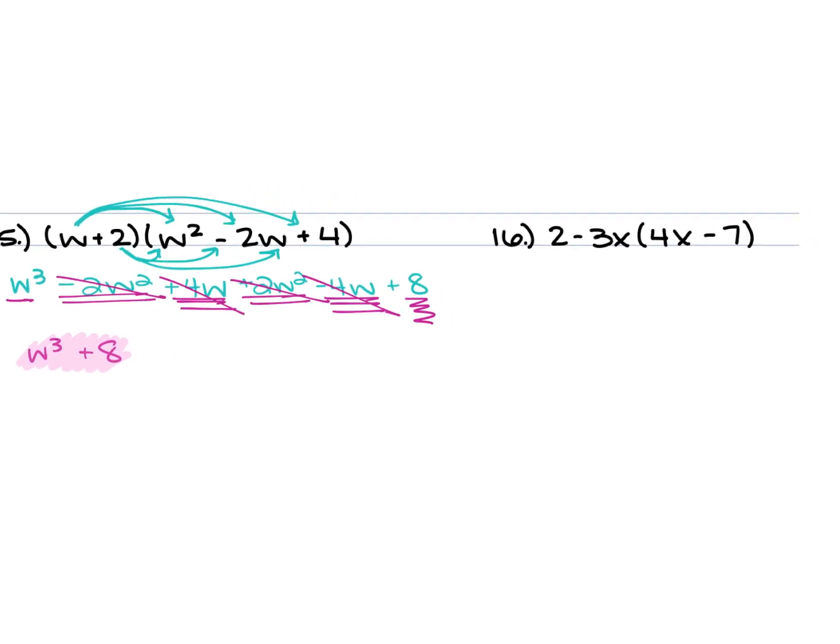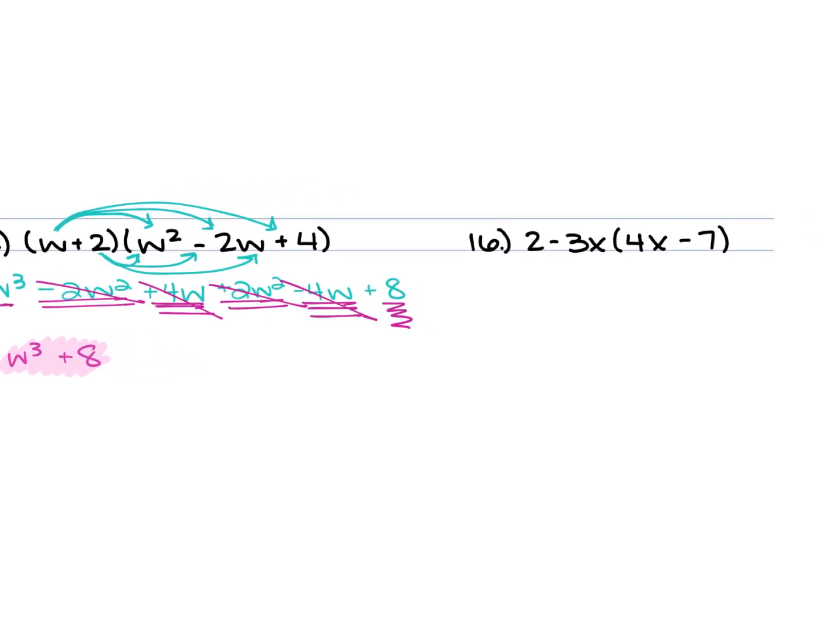For number 16, you have 2 minus 3x times 4x minus 7. Now that 2 minus 3x is not in parentheses. And the only thing that's in front of the parentheses 4x minus 7 is the negative 3x. So this negative 3x is the only thing that's getting distributed into those parentheses. The 2 is going to stay the 2.